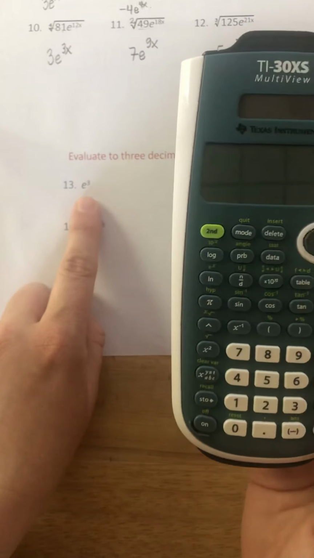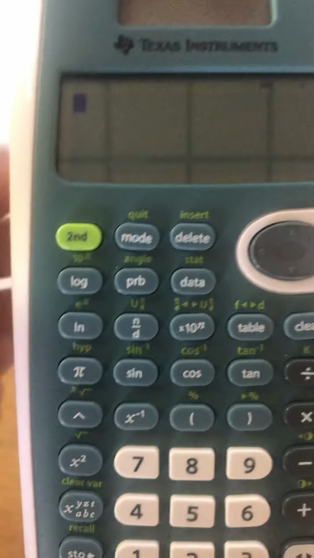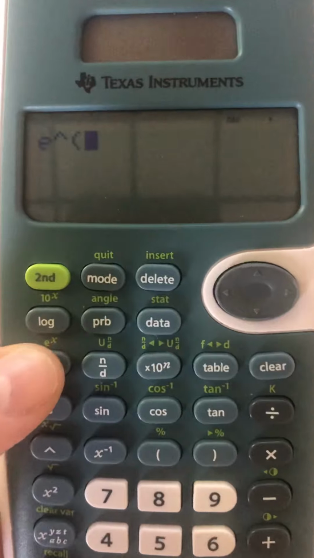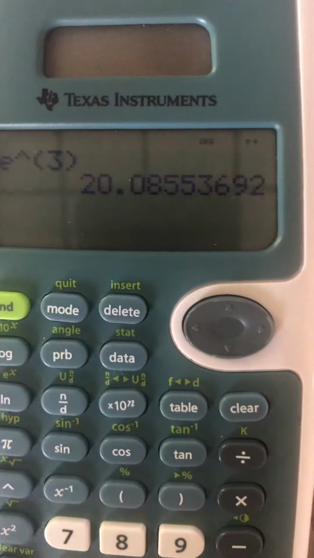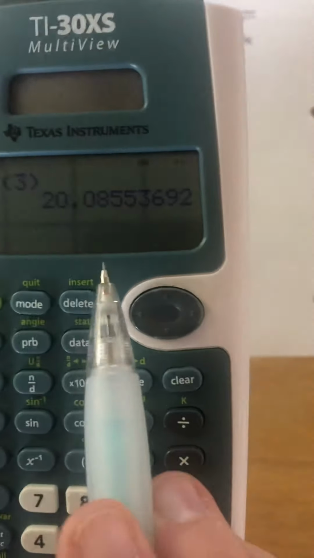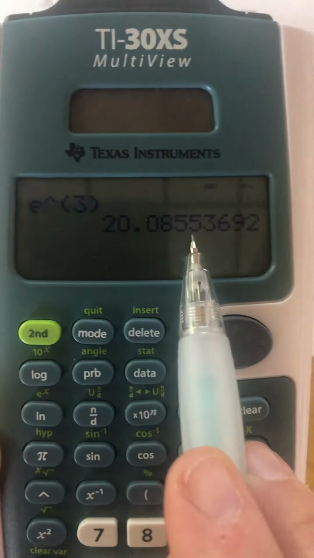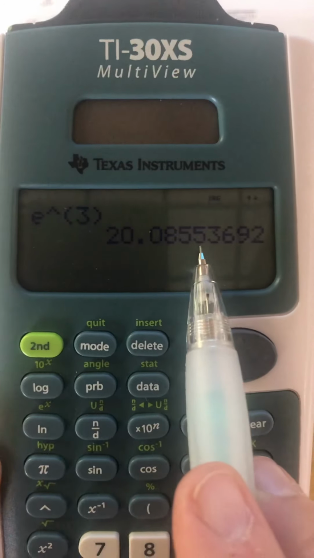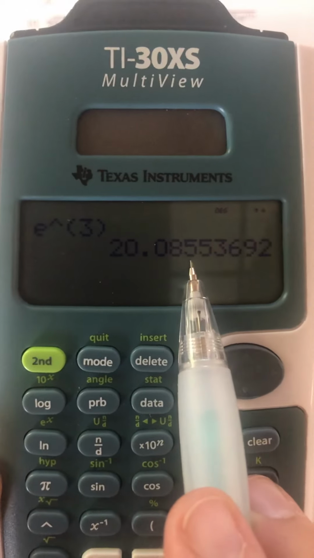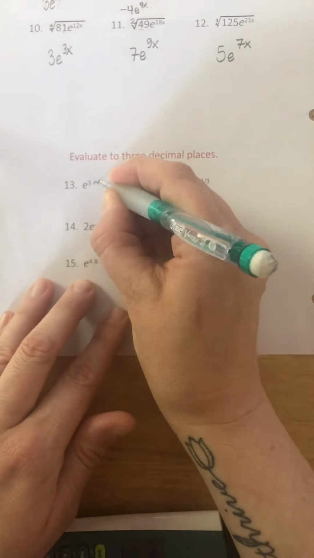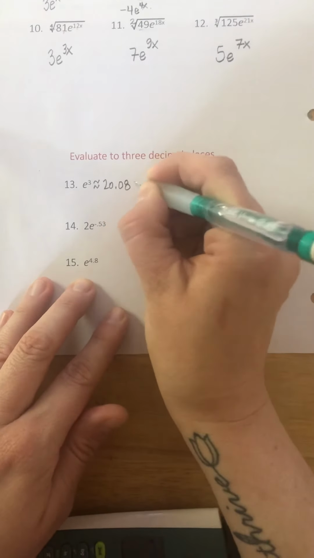So I need to do e to the 3rd power. So remember I showed you on my calculator where that button is, right there in green. So I have to hit second, e, and then I'm going to raise it to the 3rd power, just like that. Now let's look at what we have. We want to round it to the 3rd decimal point. So we have to look at the 4th one to find out what happens to the 3rd one. This is a 5, so it's going to round that up. So we're going to have 20.086. I'm going to use an approximate symbol. Why am I using an approximate symbol? Because we rounded. It's not exact.